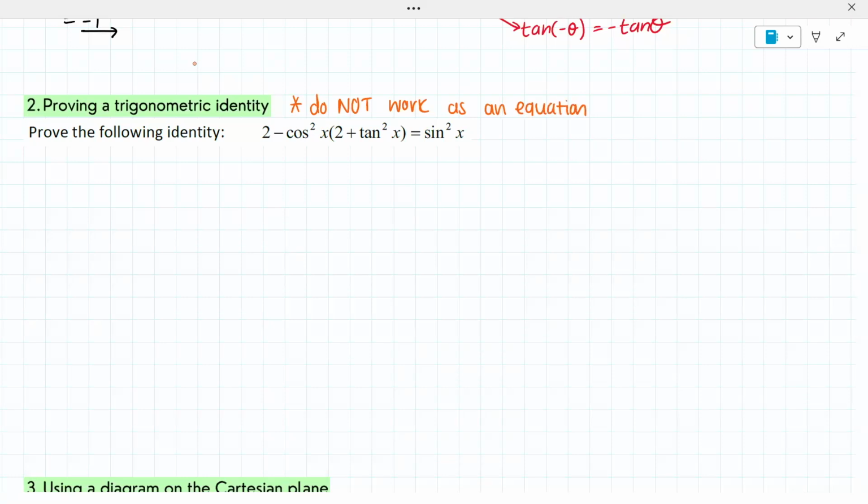Okay, it is not an equation. You are trying to prove that the left is equal to the right, but you do not work with it as an equation.